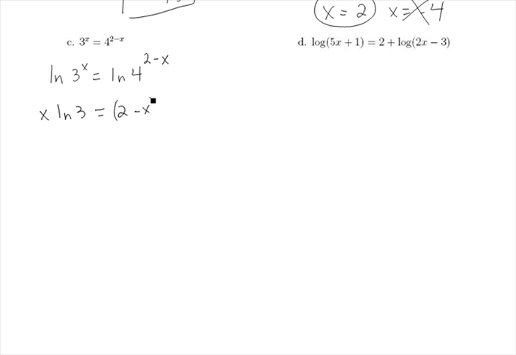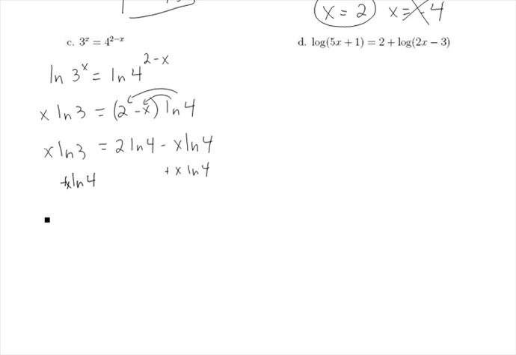Now we're going to isolate the x, so 2 natural log of 4 minus x natural log of 4. That comes from distributing natural log of 4 to both terms. Equals x natural log of 3. Add x natural log of 4 to both sides. And so we have x natural log of 3 plus x natural log of 4 equals 2 natural log of 4. And now both of the terms on the left have an x involved, so we can factor that out.